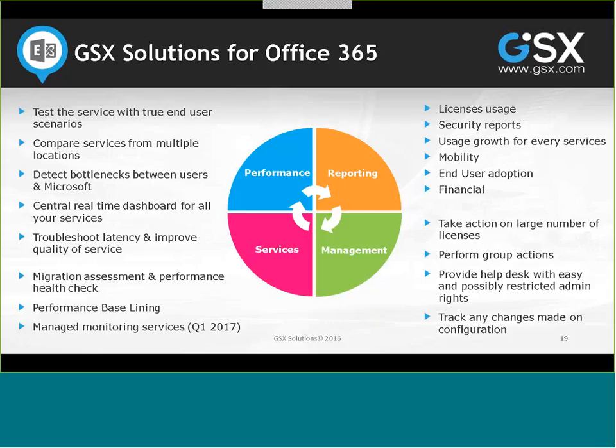We also have in the orange section a product called GSX 365 Usage. This involves reporting on license management, growth, and traffic, and this is really going to help you understand how users are accessing your platforms. In the pink section, we have our professional services. That's centered around migration assessments, defining performance baselines, and optimizing service quality. In the green section, we have our 365 Enterprise Management product. This is where you can take action on a large number of users, group actions, restrict admin rights, and really track changes. This is very key for help desks that are delegating admin access.